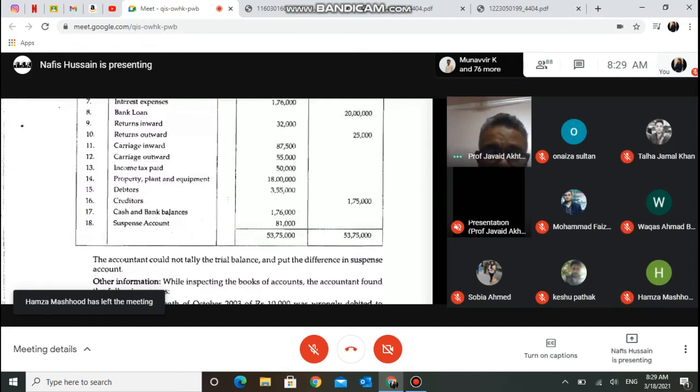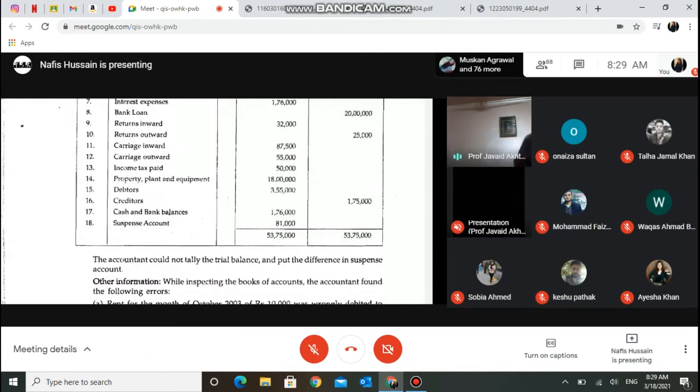81,000 means your debit side has a different total and your credit side has a different total. Now take out your mobile phone, and a piece of paper. Tell me, in the current screen that you are seeing, what would have been the total of the debit side and what would have been the total of the credit side?